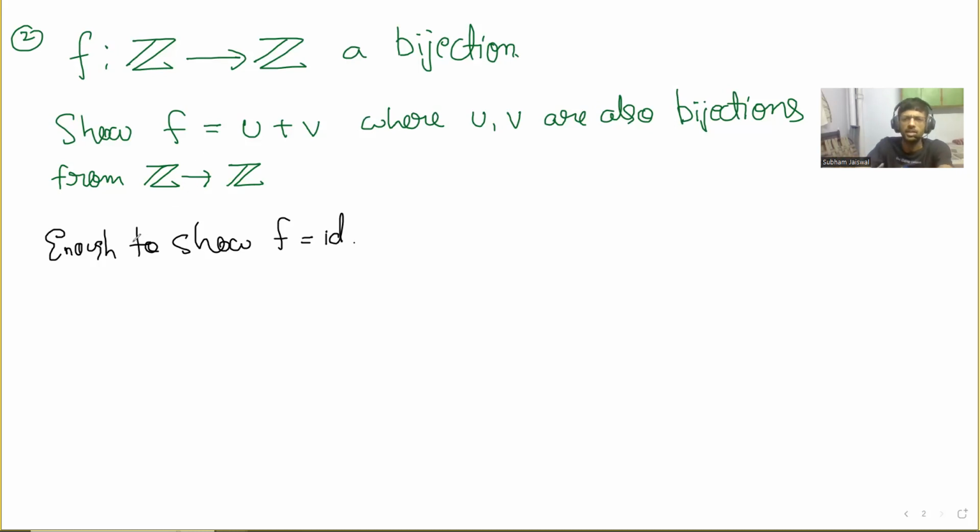So why can't we just take some translations? We take u of n equal to n plus 1 and v of n equal to n minus 1. Oh, yeah, of course.